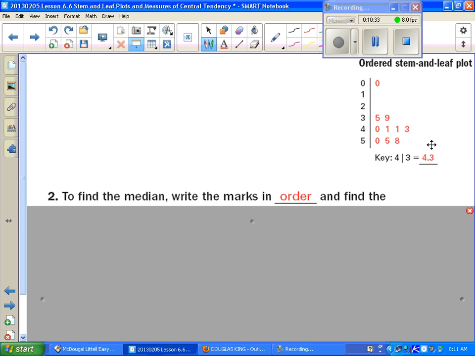The next one is finding the median. Median means middle, but they have to be in order. Your turn, we made a stem and leaf plot that is in order. There are 10 numbers. The easiest way to do this is to count them. 1, 2, 3, 4, 5, and then count the other ones from the other side. 1, 2, 3, 4, 5. It's the number right in between 4.1 and 4.1.